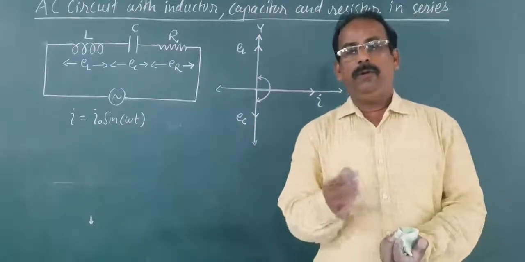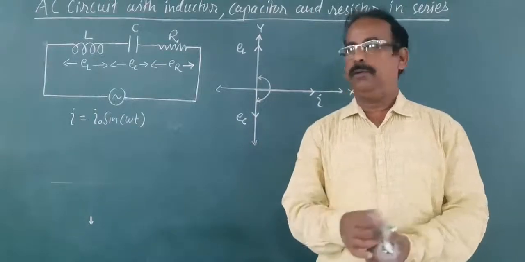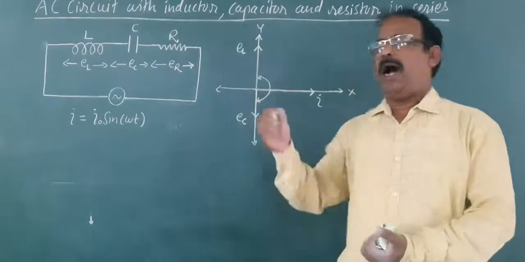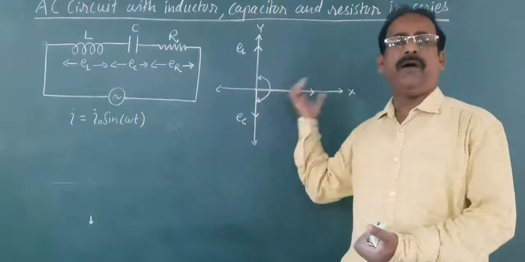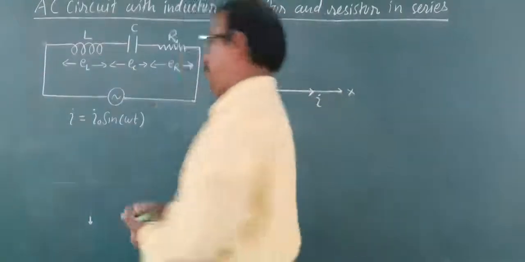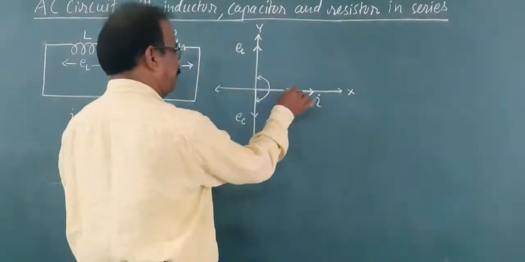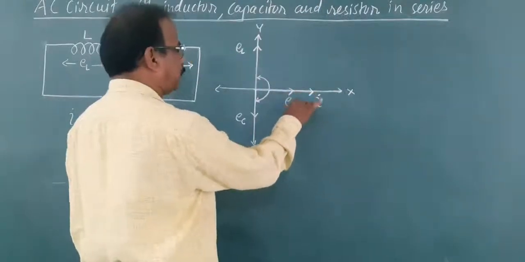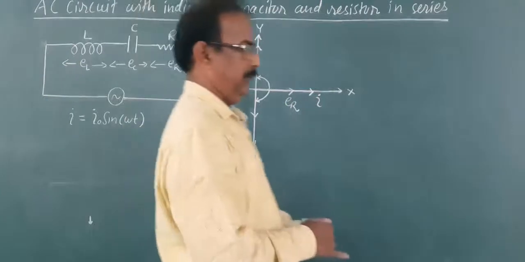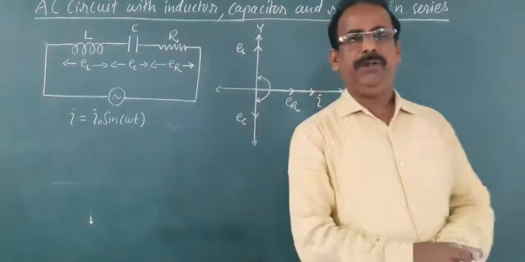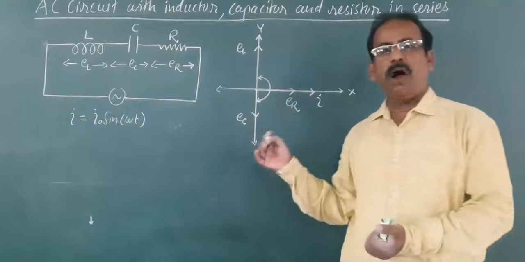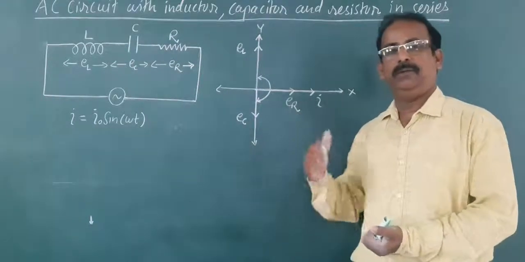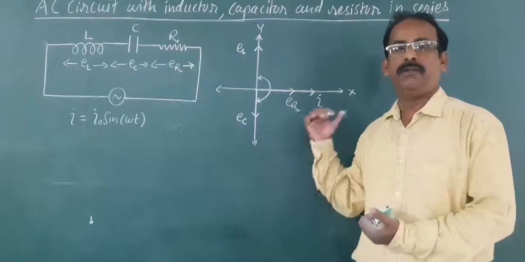Now, the phasor for ER. ER means EMF across the resistor. It will come along the direction of current, because in a resistor we have seen that EMF and current are both in phase. Therefore, you have to draw ER in the same direction as that of current, that is along the positive x direction.